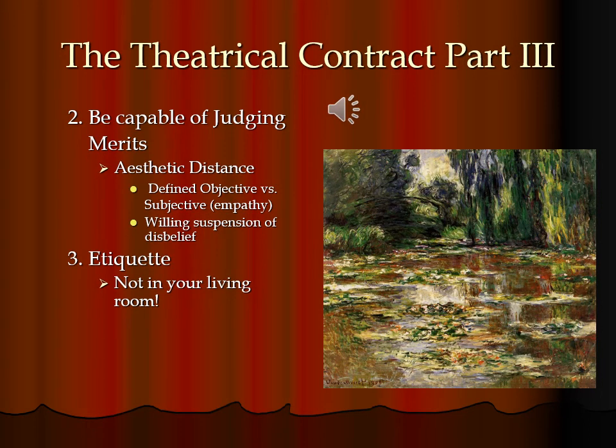Okay, our final slide about the theatrical contract is the final two things that we want our audience to be capable of. One, judging the merits of a play. Okay, here's a term that you will need to understand for the rest of this class, kind of like theatrical conventions, and that is aesthetic distance. An obligation of the theater audience is to be objective versus subjective. You know, you're supposed to have a willing suspension of disbelief. We want our audience to be empathetic, to care enough about what they're seeing on stage. But you know what?